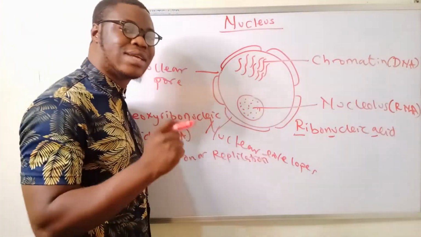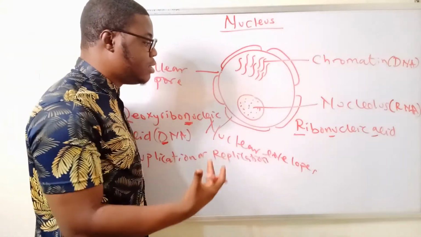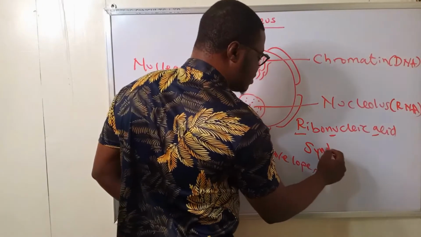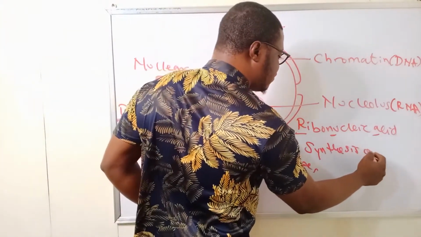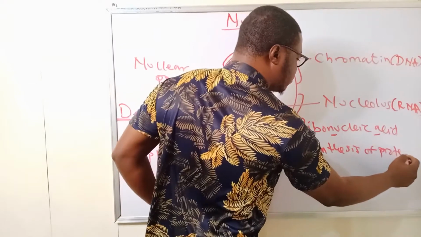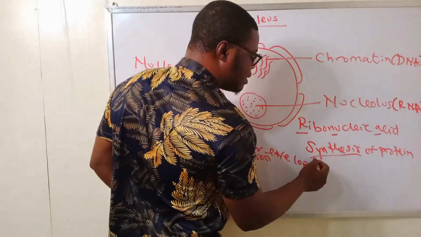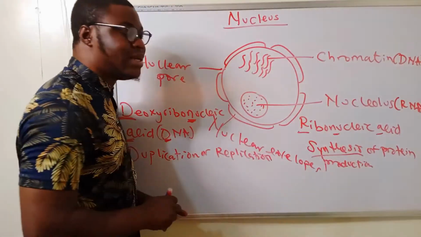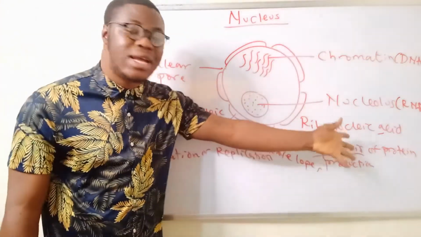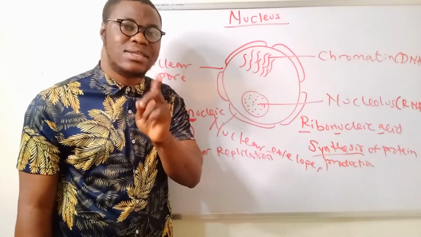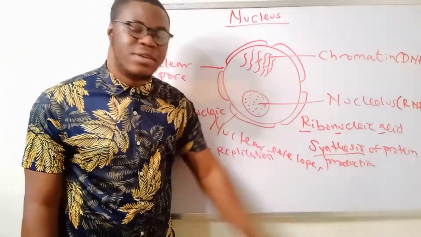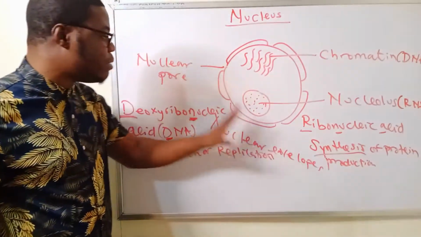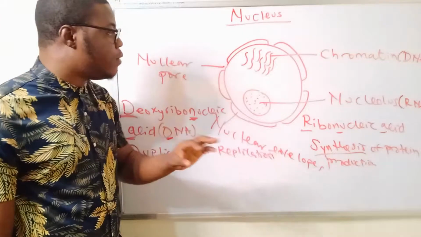Now what is the function of RNA? The function of RNA starts with S. Alphabetically, after R, the next thing is S. So the function is synthesis of protein. The word synthesis means production. So the function of RNA is synthesis or production of protein. It means anything that you find inside the cell that contains RNA, the function of that thing will be to synthesize protein. And that is all about the nucleus.